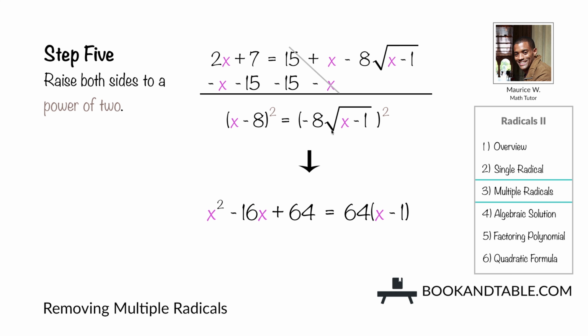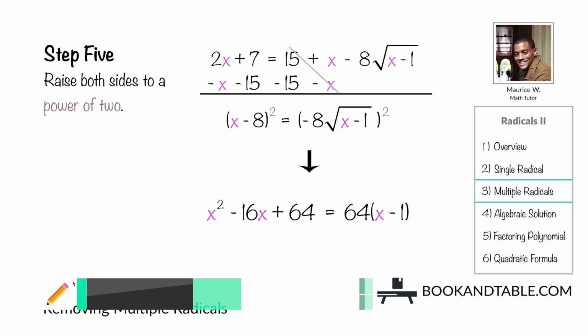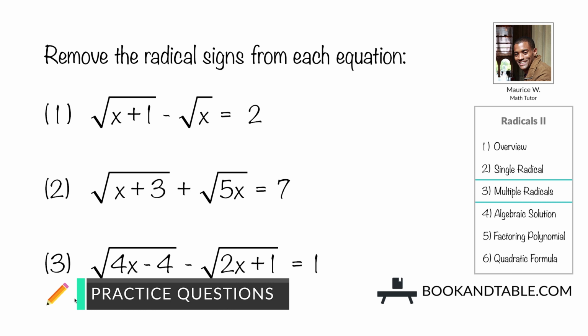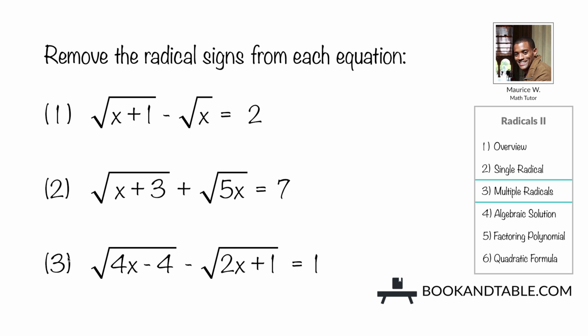To solve a radical equation with two radicals, isolate the first radical sign, raise both sides to a power equal to the index, and then isolate the second radical sign, raise both sides to a power equal to the index, and then your radical signs will be completely removed from the equation. Let's have you do a few practice questions. Remove the radical signs from each equation.